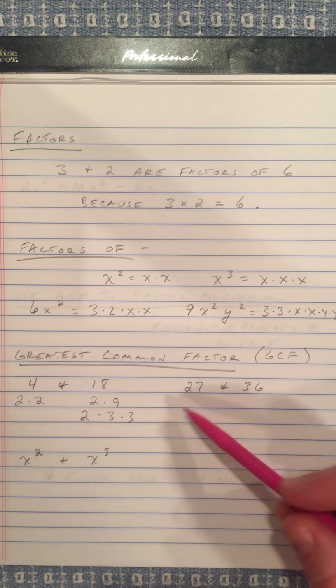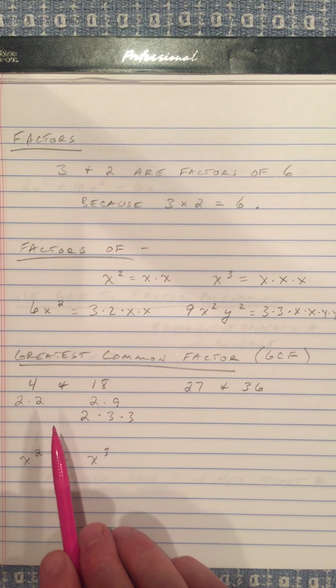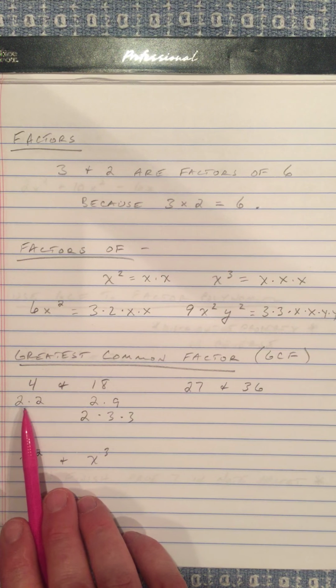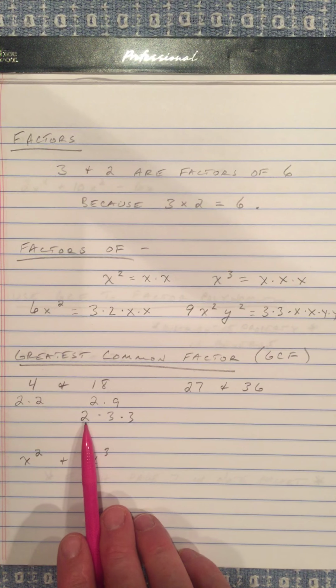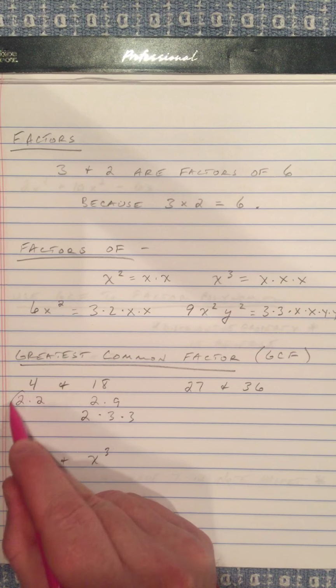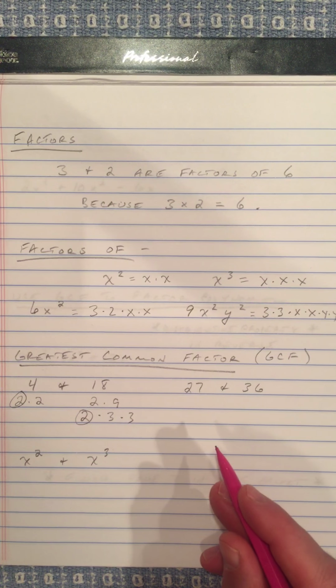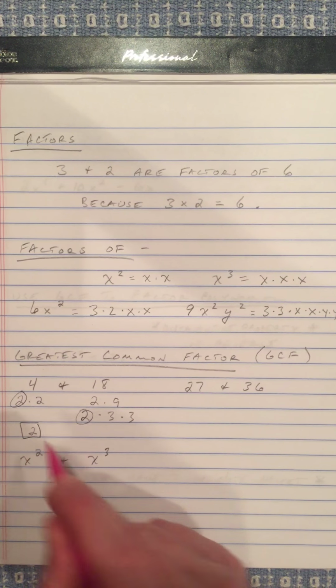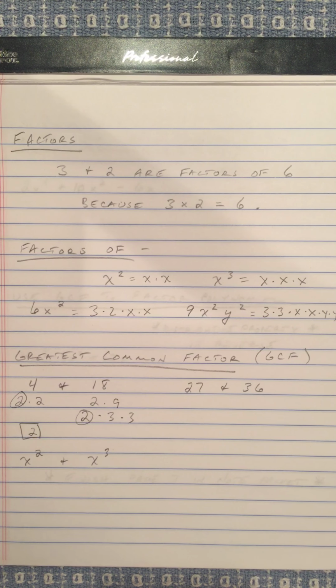So I can look at, okay, what's the greatest common factor between 4 and 18? Well, here are the factors of 4 again, 2 and 2. Here are the factors of 18, 2, 3, and 3. So the only thing that they have in common is a 2. So 2 all by itself would be the greatest common factor of those two numbers.